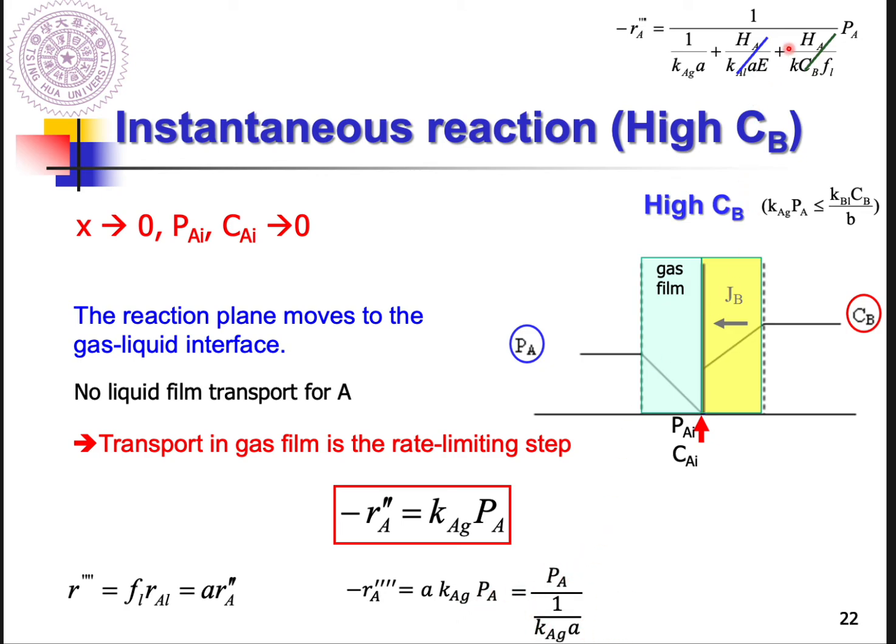Let's check whether we can use these modified results. For instantaneous reaction, no resistance in the bulk liquid, no reaction resistance in the bulk liquid. And in this case, A doesn't have a chance to enter the liquid film, right? So no liquid resistance for the liquid film, and the only one we have is the transport resistance in the gas film. So identical, right? So we can successfully confirm that yes, we can use these modified results on the instantaneous reaction at high CB case.